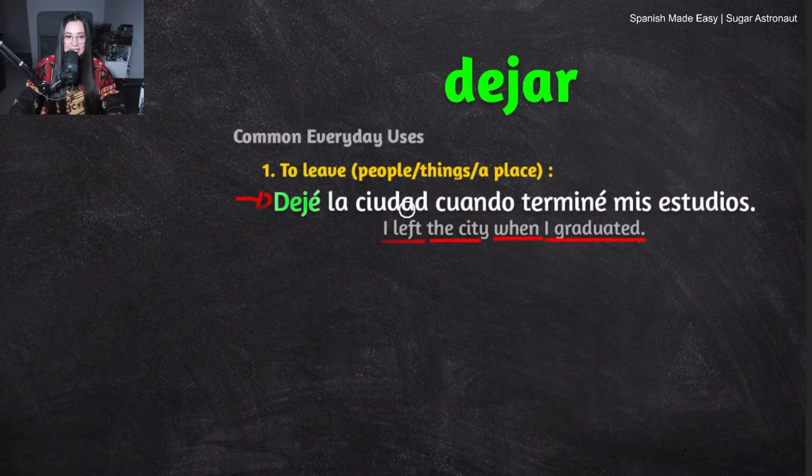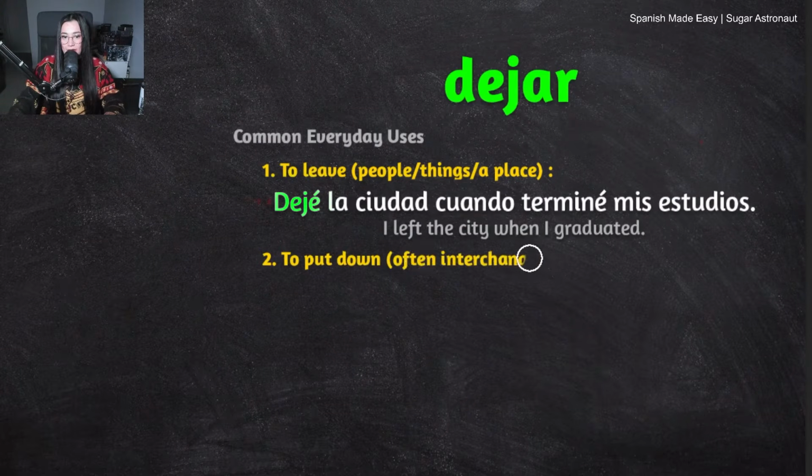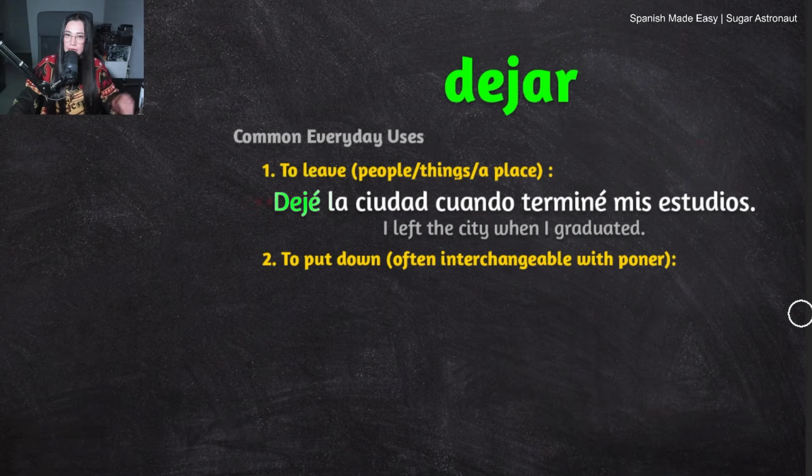Excellent. Now let's look at the next meaning of the verb dejar. The next meaning is to put down, often interchangeable with poner. We're talking about something literal here. We're talking about putting something down somewhere. So you can use actually the verb dejar or the verb poner. Okay? Poner. Dejar, poner in this specific situation when you put something down.